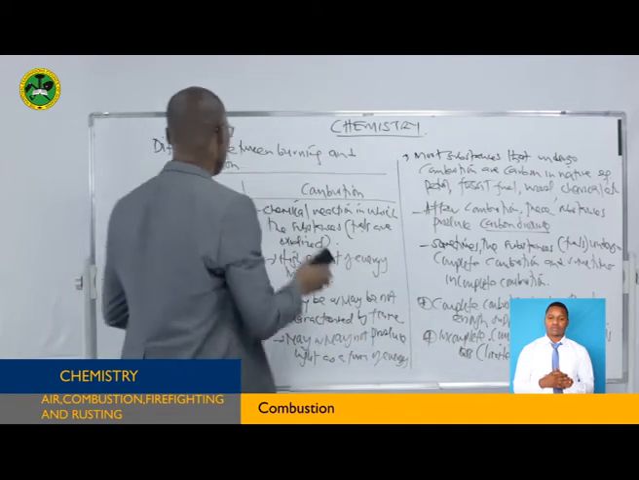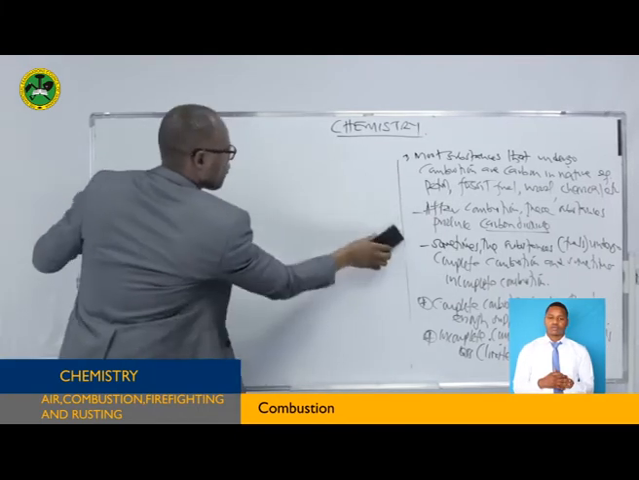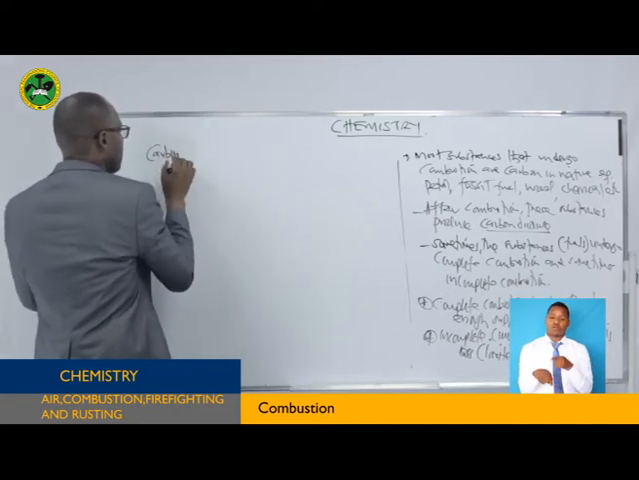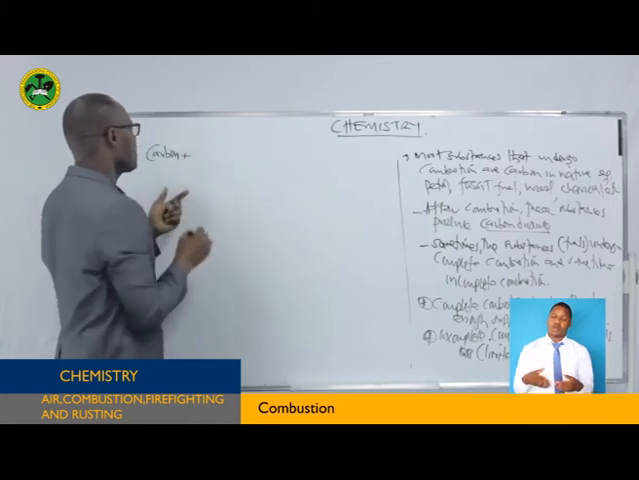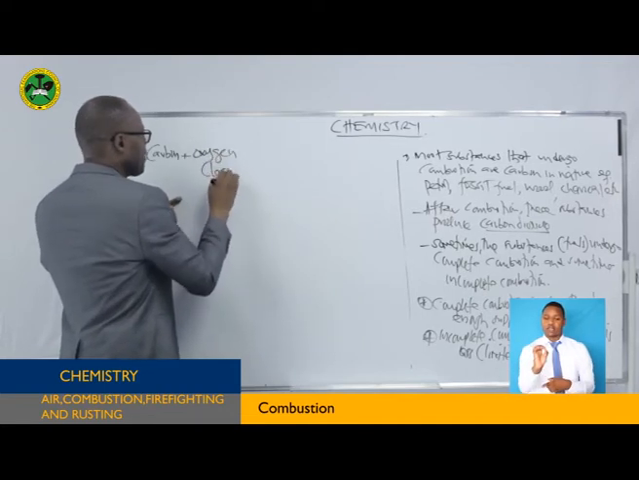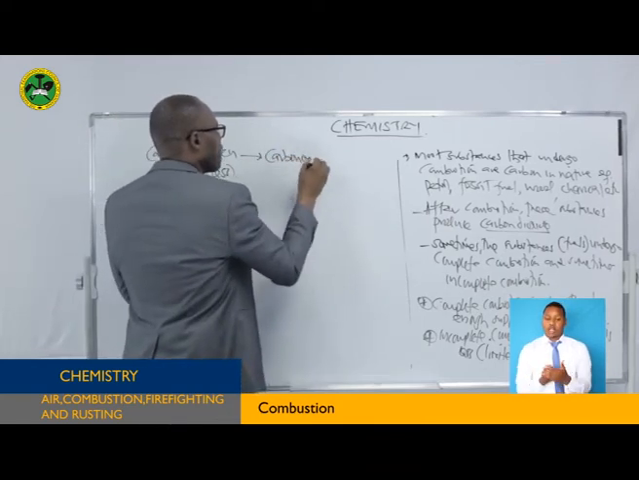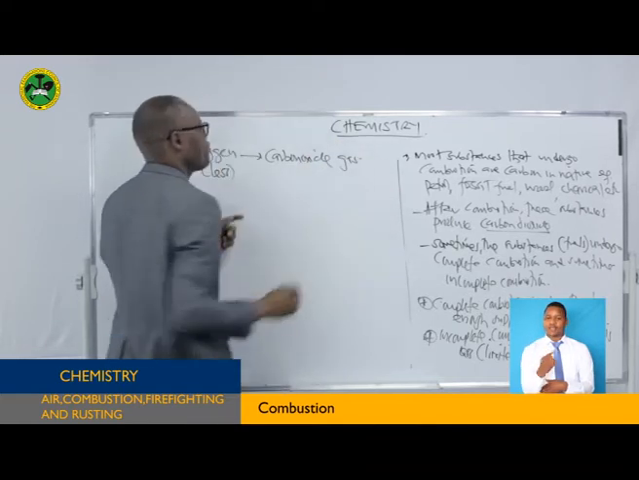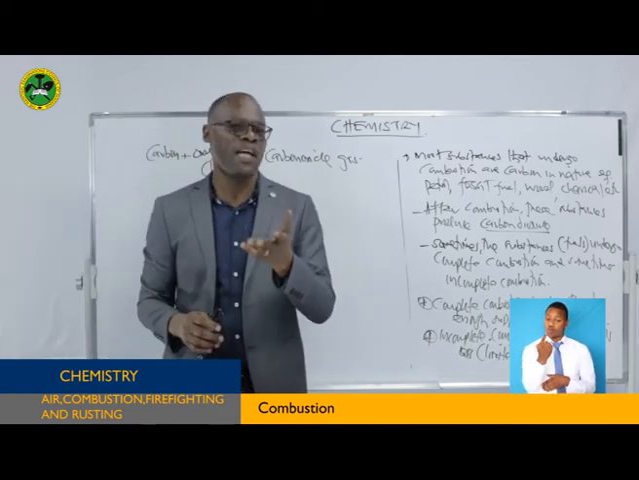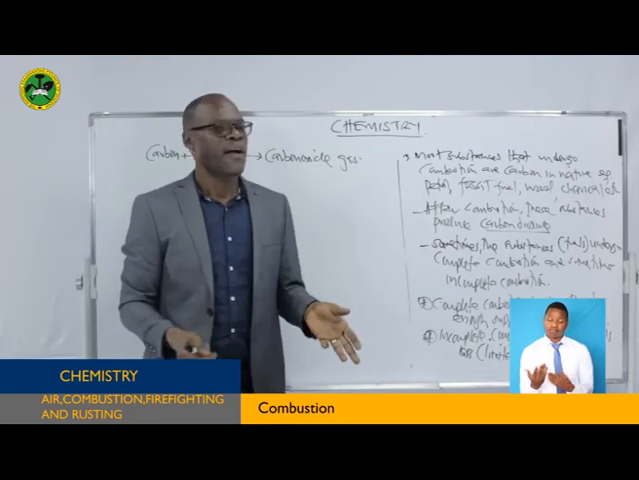Let's take an example and see. For example, if you have a carbon and then you want to burn it, combust it, then we are adding carbon plus oxygen. If this oxygen is less in supply, then we'll have a product called carbon monoxide gas. A good example of carbon monoxide gas is when you are making charcoal. A good number of us have seen the process of making charcoal. We are using wet wood, not dry wood, and then you cover it with soil.